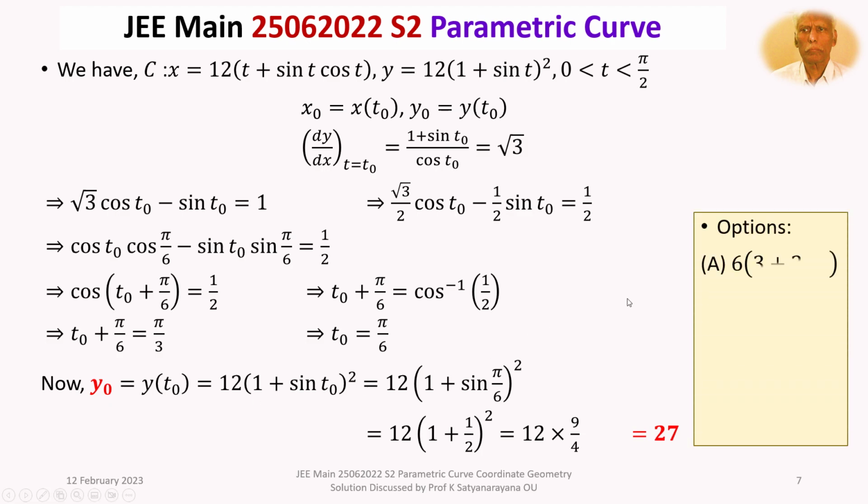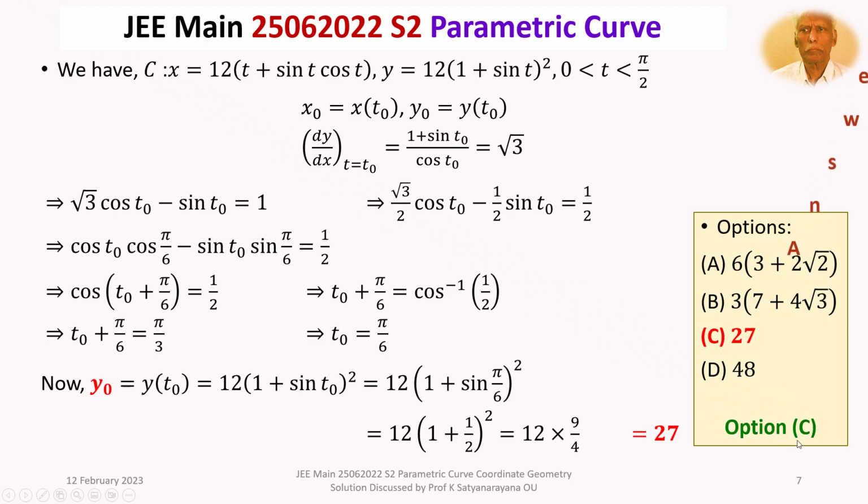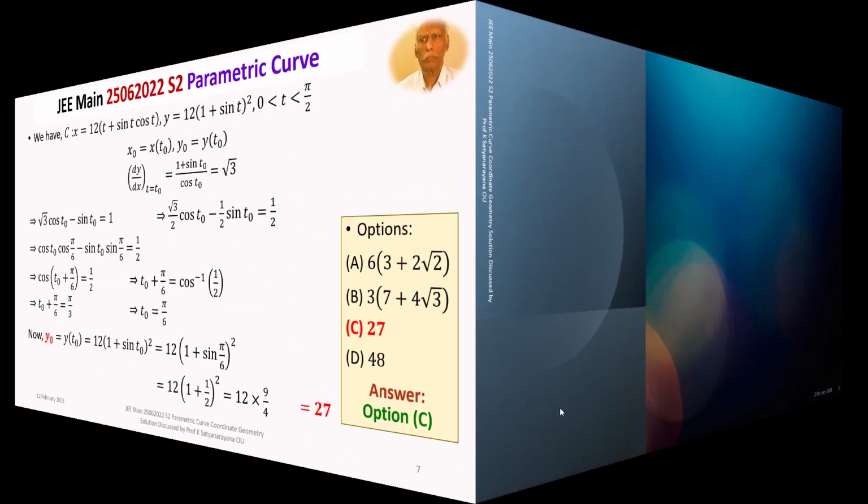Now let's look at our options. Our answer 27 appears against option C. Therefore, the answer for this question is option C. That is the detailed discussion of the solution of a problem on a given parametric curve. I am sure that you have understood the solution of this problem.